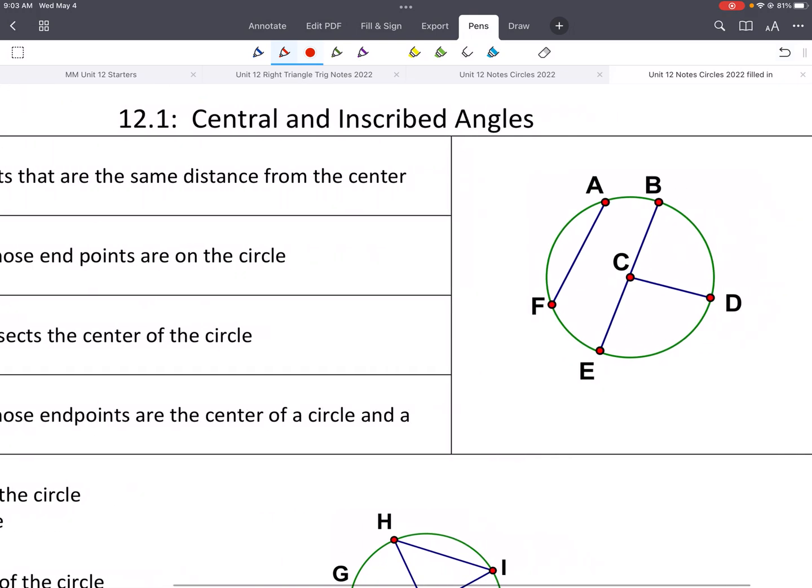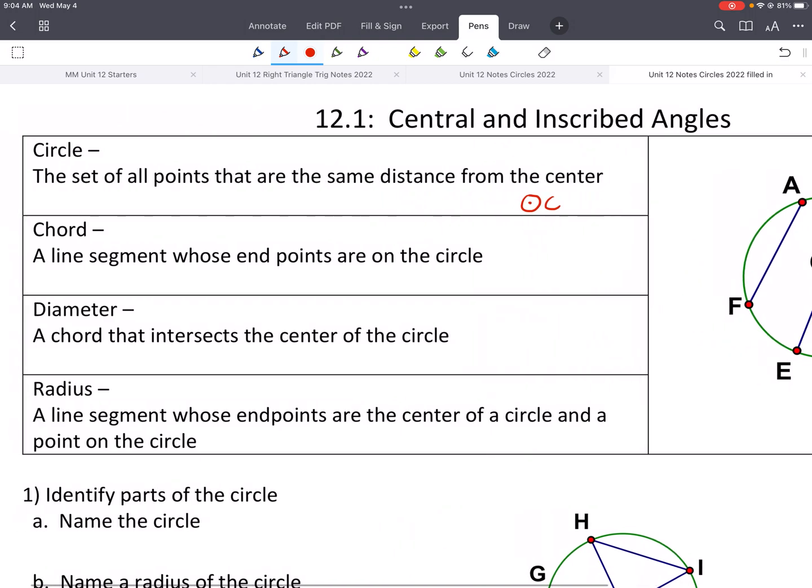How we would write down this circle, so maybe we have different circles and we want to specifically say which circle: we'd draw a little circle with a point in the center, and then write down whatever its letter is. So this is circle C. We label it based off of its center.